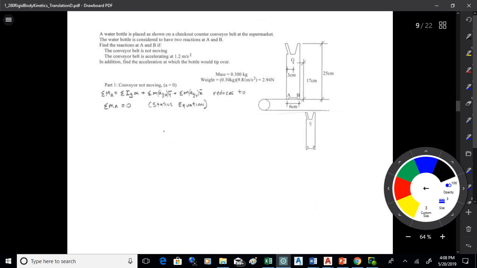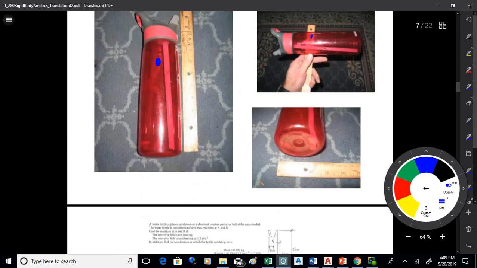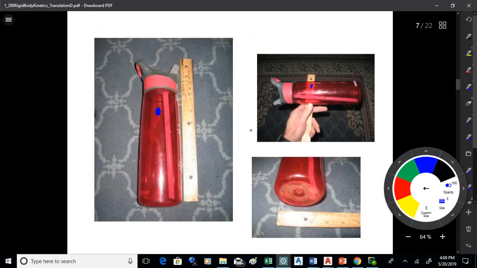So what we've got here are a few things. We've got the total height of the water bottle, the height to the center of gravity where it balanced, and a 6 centimeter base. If you look at the bases on these, they have a little bit of a concave section in the middle, which is normally how they do these. So the surface resting on the conveyor would be a ring around the outside.